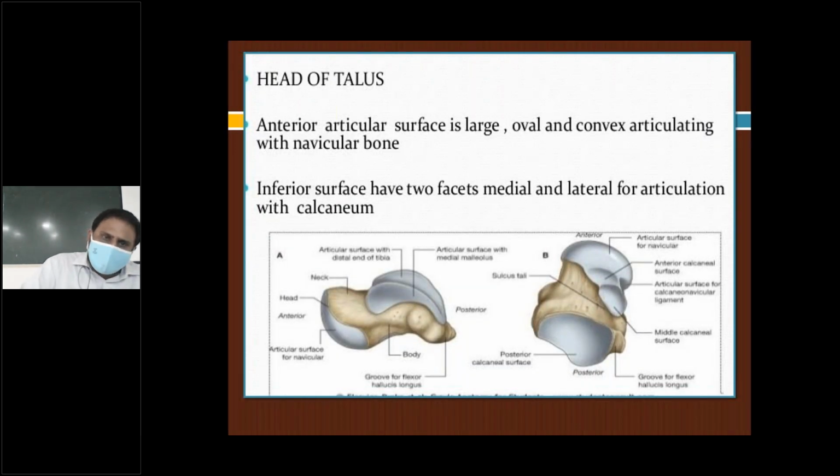Head of the talus: anteriorly, the articular surface is large, oval and convex, articulating with the navicular bone. Inferiorly, the surface has two facets, the medial and lateral articular facets of the calcaneus. It articulates with the calcaneus.